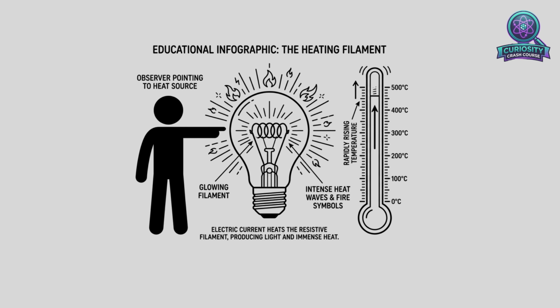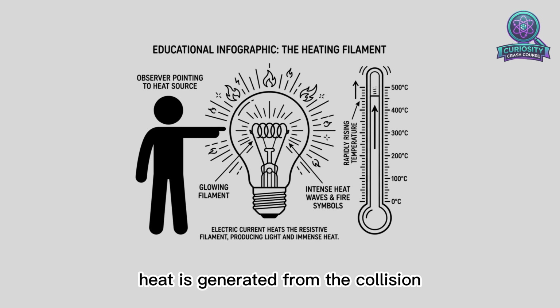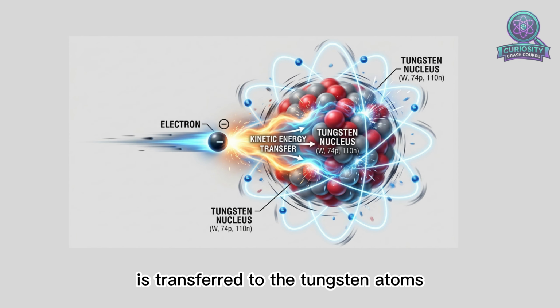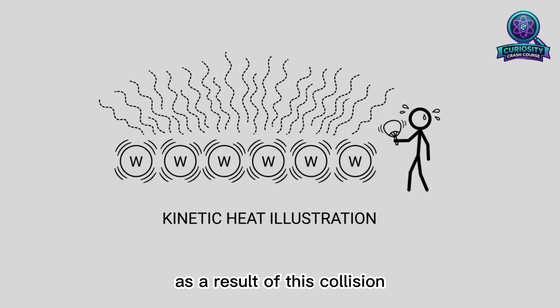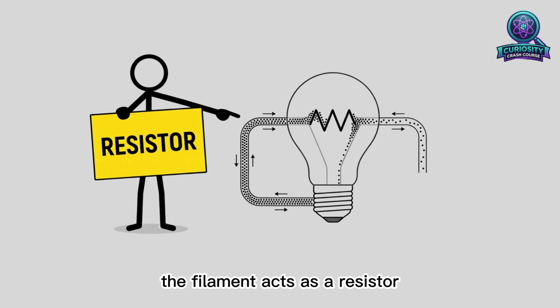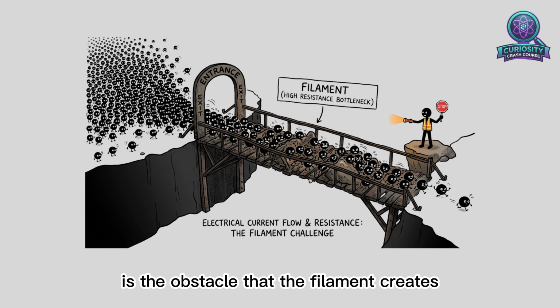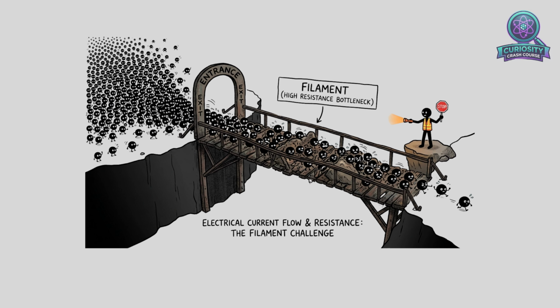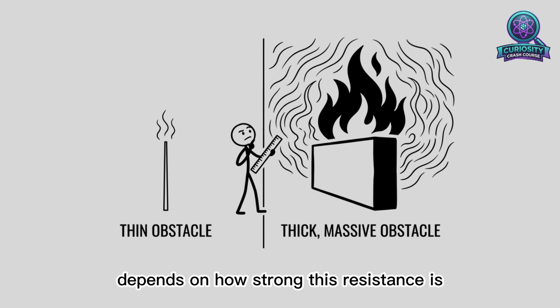Step 2. Heat is generated from the collision. With each collision, the kinetic energy of the electrons is transferred to the tungsten atoms. As a result of this collision, the atoms start to oscillate, and that is heat. The filament acts as a resistor. The resistance is the obstacle that the filament creates to push this huge crowd of electrons. How much heat will be generated depends on how strong this resistance is.